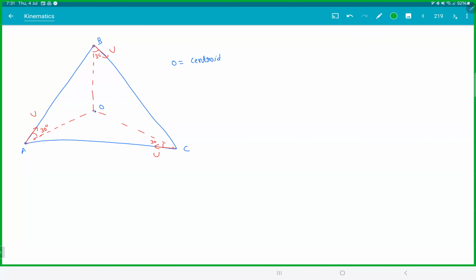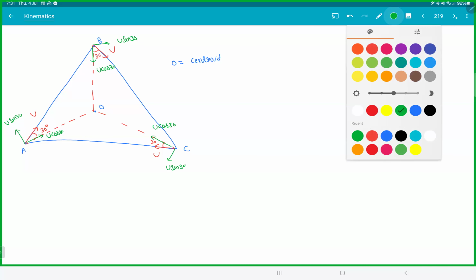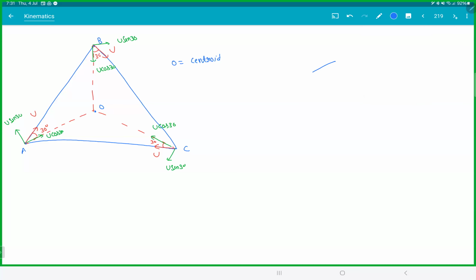So now, if you resolve the velocity into components, you will observe this is u cos 30, and the perpendicular component is u sin 30. Here also, if you resolve the components, you will see u cos 30 and u sin 30. Here also, u sin 30 and u cos 30. Did you notice all are looking same? After some time, the triangle would rotate and shrink. The triangle would become something like this. O will still remain the centroid.